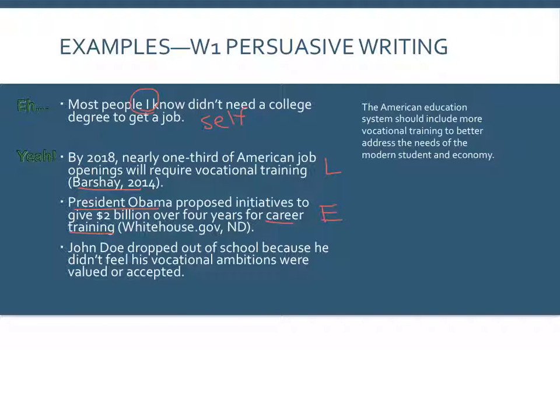And then a pathos appeal here as well, and I have to admit I made this one up. I'm sure there are plenty of stories like this out there that I could have cited. John Doe dropped out of school because he didn't feel his vocational ambitions were valued or accepted. Someone dropping out of school, I'm telling you right now, is going to get to any mother out there, because no mother wants their child to drop out. No teacher really wants to see a student drop out either. So we've got some pathos appeal to that very targeted audience, but it might appeal to other people as well.